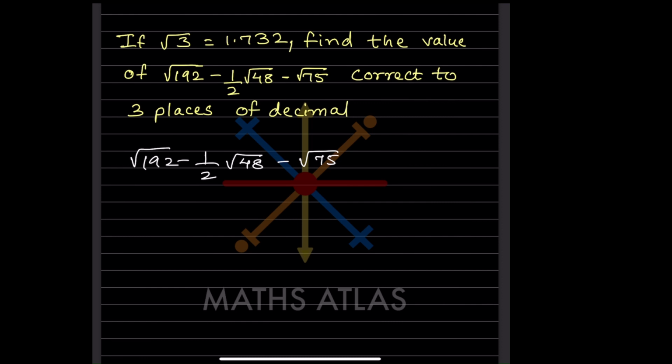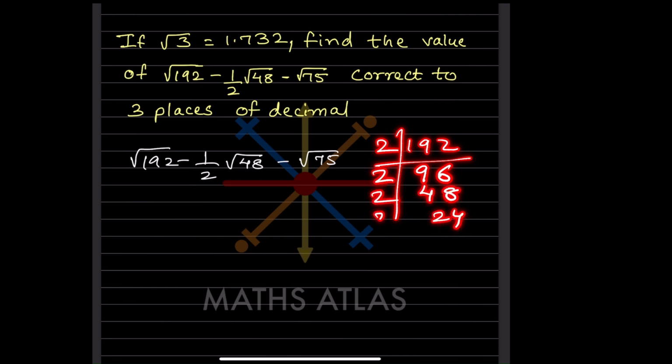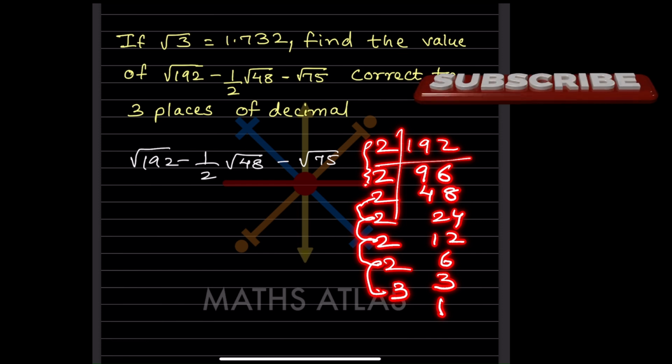So now let us take one by one. For this one, 192, what are we going to see? We are going to take the factors in such a way that one number should be a perfect square. So we have to look for the largest number. Now look at here, this is 192. 2 9s are 18, 2 6s are 12, 2 4s are 8, 2 8s are 16, 2 24s are 48, 2 12s are 24, 2 6s are 12, 2 3s are 6, and 3 1s are 3. So now let us see: 3 2s are 6, 6 2s are 12, 12 2s are 24, 24 2s are 48, and this is 4, but this number is smaller.